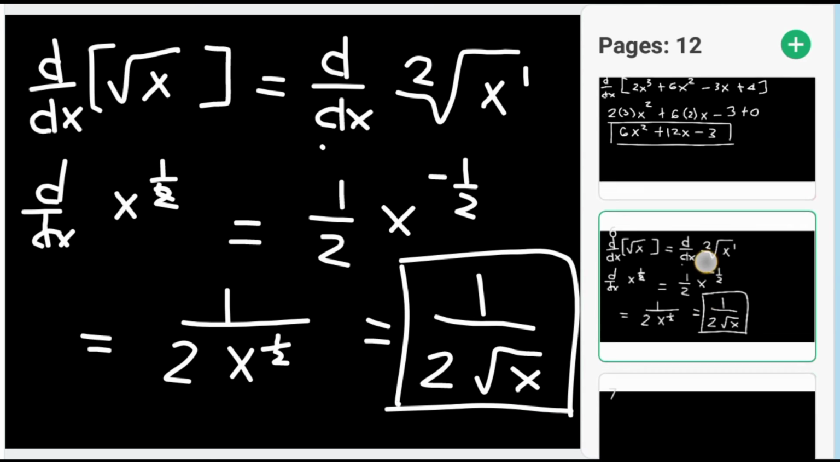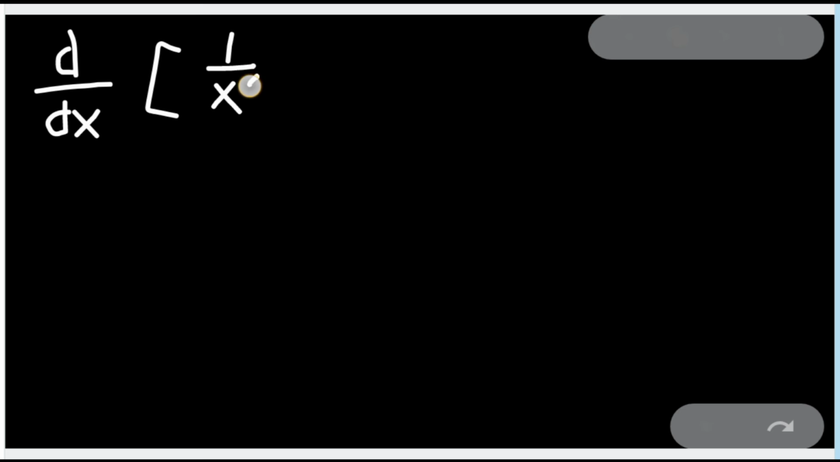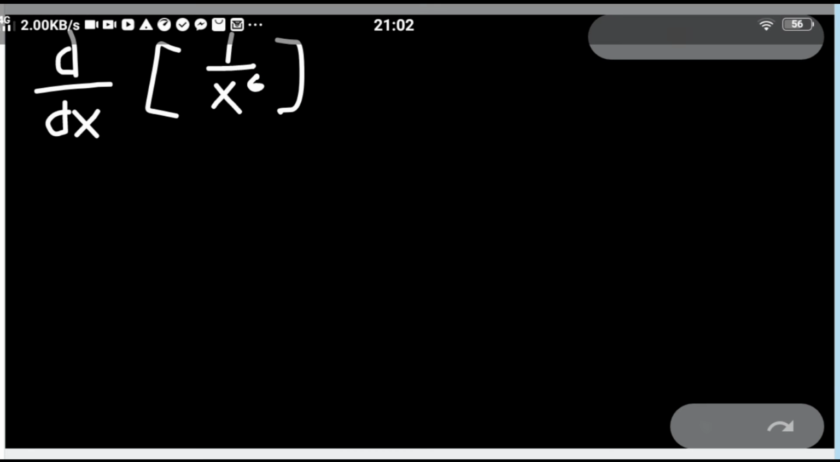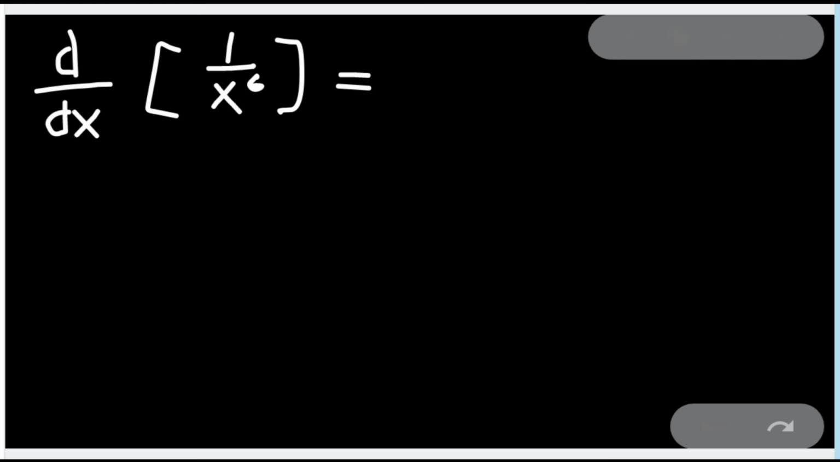Now, let's try another rule. By this time, we have the derivative of a fraction. Let's say we have the derivative of 1 over x raised to positive 6. The first thing that we need to do here is just simply convert or transform this fraction into one expression, so that we have the derivative of x. What happens if we opt the variable x into the numerator? The exponent of the variable will become negative 6.